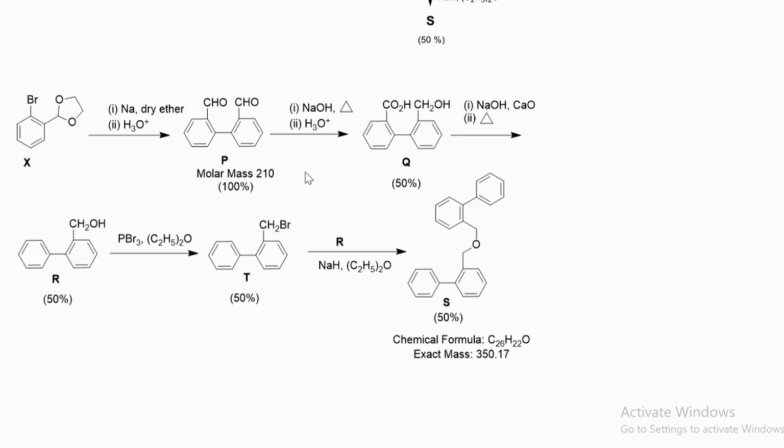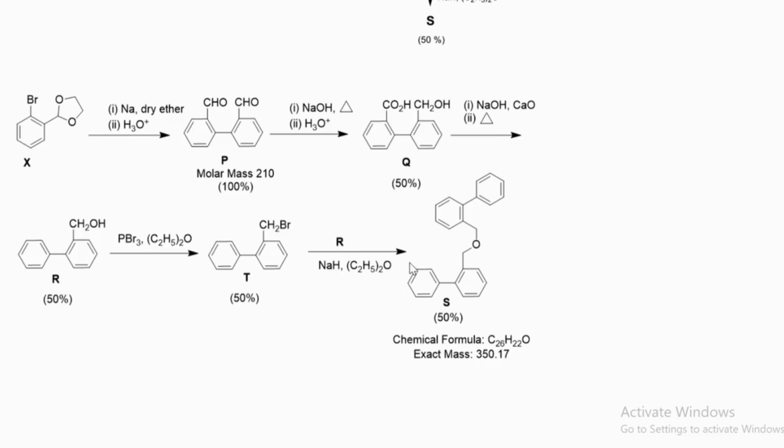Now we are treating with PBr3. So what will happen? This OH group is converted to a bromine. Now this is T, and this T reacts further with this R in the presence of sodium hydride. So this forms an alkoxide. This alkoxide will react with this one. This is one kind of SN2 reaction. Finally we will get the product S. Okay, so we have solved the sequence.